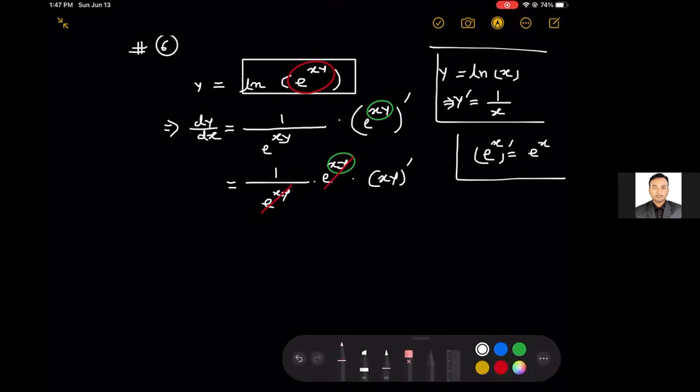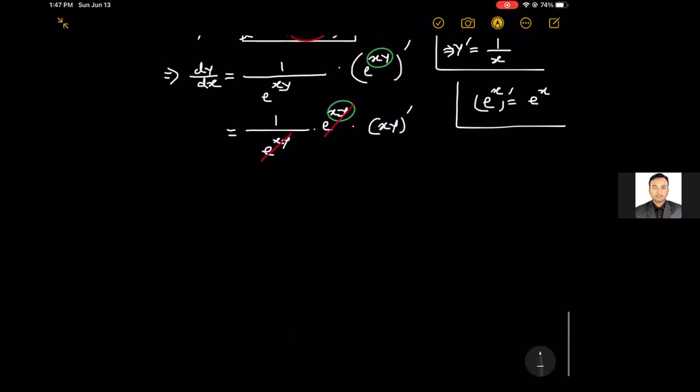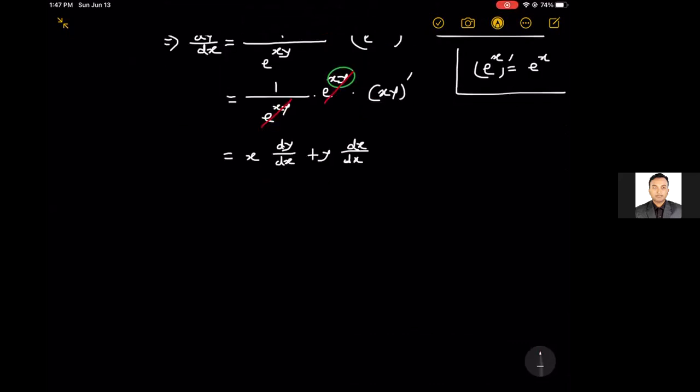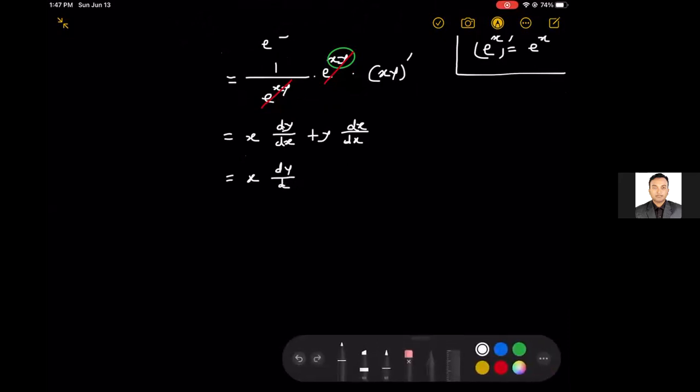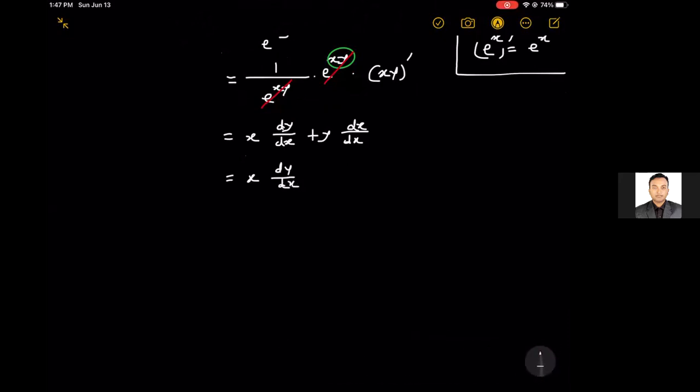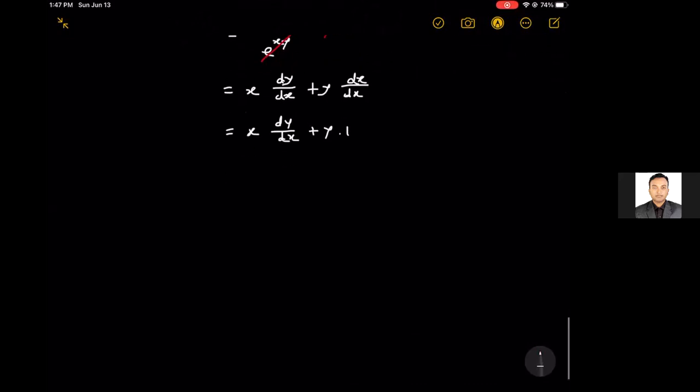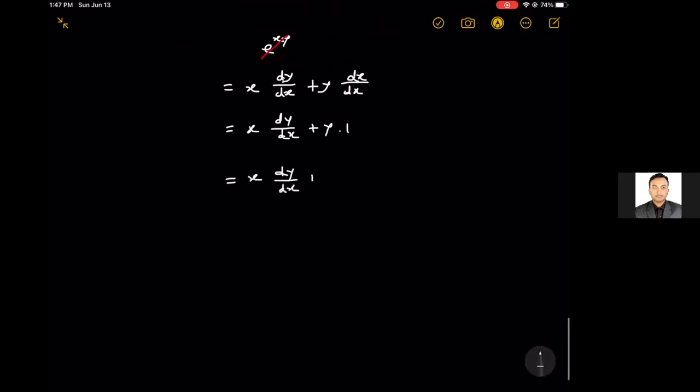and the derivative of x times y using the product rule: if I keep x, the derivative of y is dy dx. If I keep y, the derivative of x, we know it's 1, right? But let's just write it here and then simplify. So x dy dx plus y times 1.